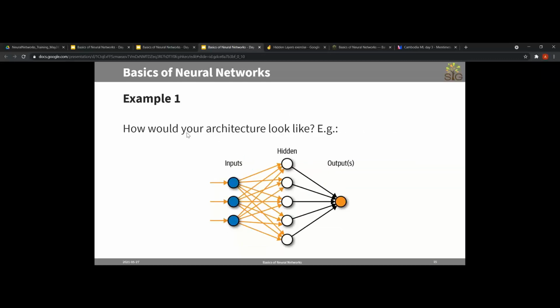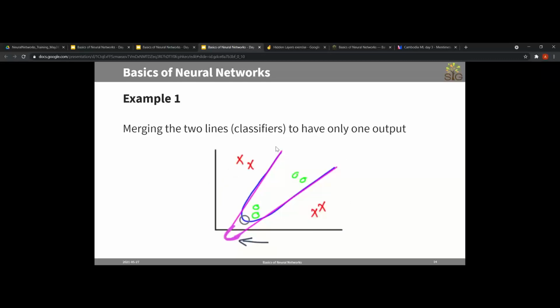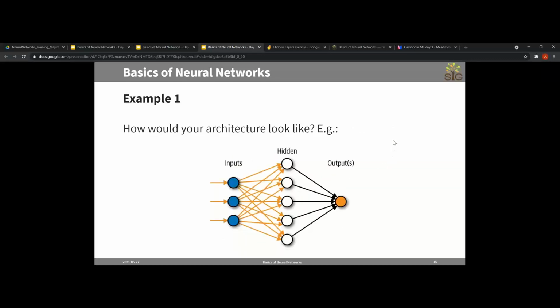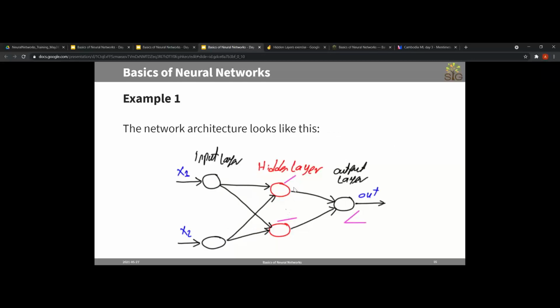So how do you think the architecture would look like? We talked about one hidden layer, two neurons, right? I think I kind of gave the answer already, and then one output. So this is just an example, this is not the answer. Just think about how, from this drawing where we had the decision boundary, we had two lines which are the two neurons of our hidden layer, and then we needed to connect these two lines to have just one output and not two outputs. So the architecture would look something like this, right?